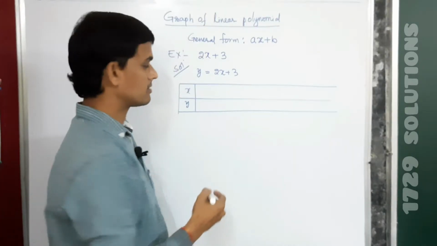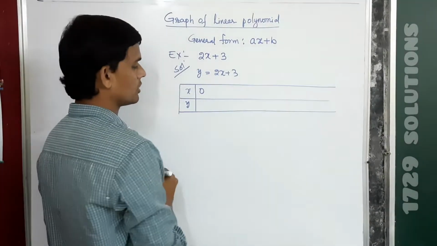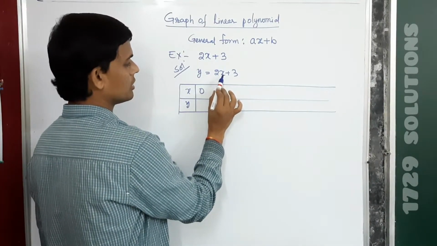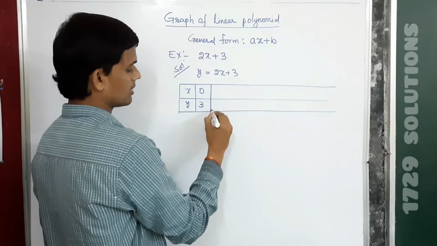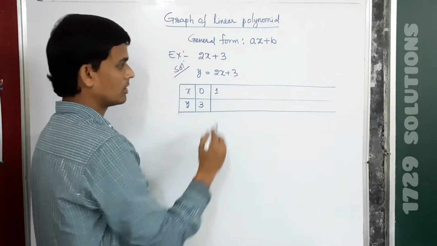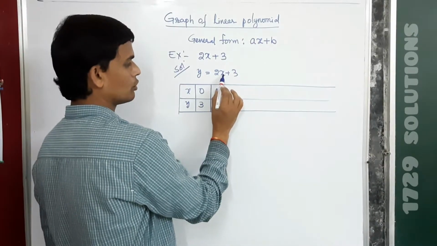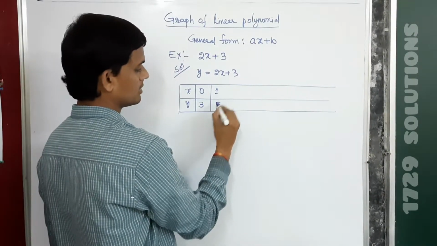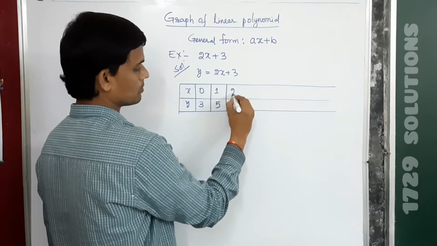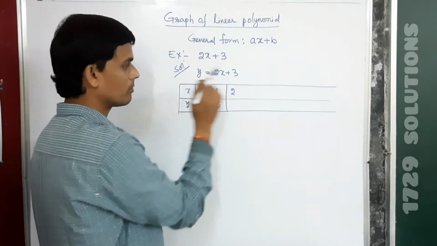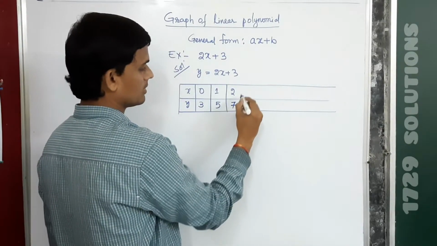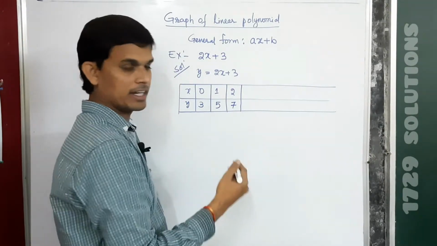Take some positive numbers, suppose 0: 2 into 0 plus 3. So what is the value? 3. Next I want to substitute 1: 2 into 1, 2, 2 plus 3, 5. Now I substitute 2: 2 into 2, 4, 4 plus 3, 7.